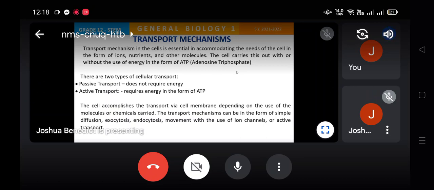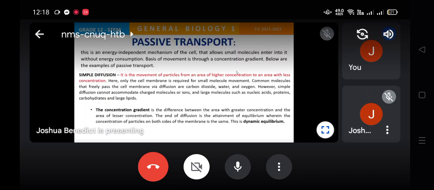So, again, lilinawin ko po my dear students, pagdating sa transport mechanisms, may dalawang klaseng cell transport, passive and active. When you say passive, ito po yung walang energy kailangan. Active naman, kailangan na energy or in the form of ATP. So let's go first with passive transport. Passive transport is an energy independent mechanism. Energy independent meaning hindi niya kailangan ng energy.